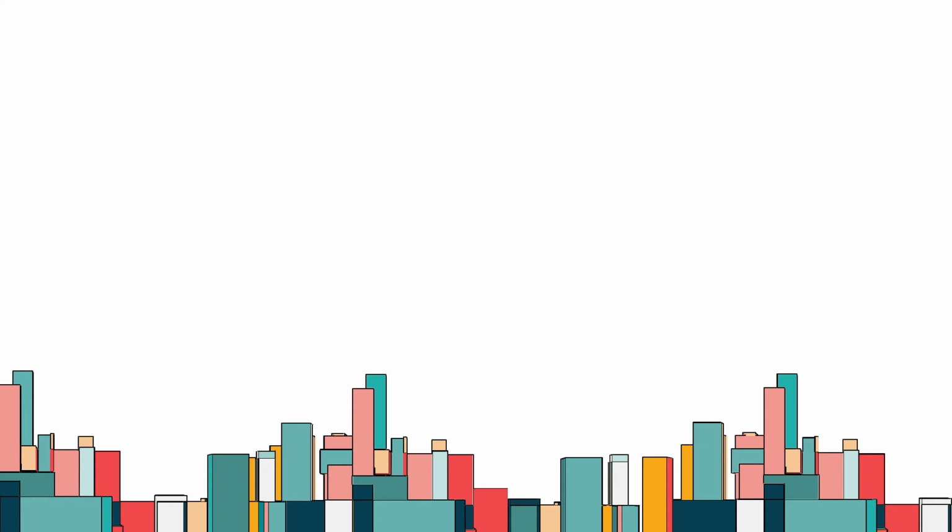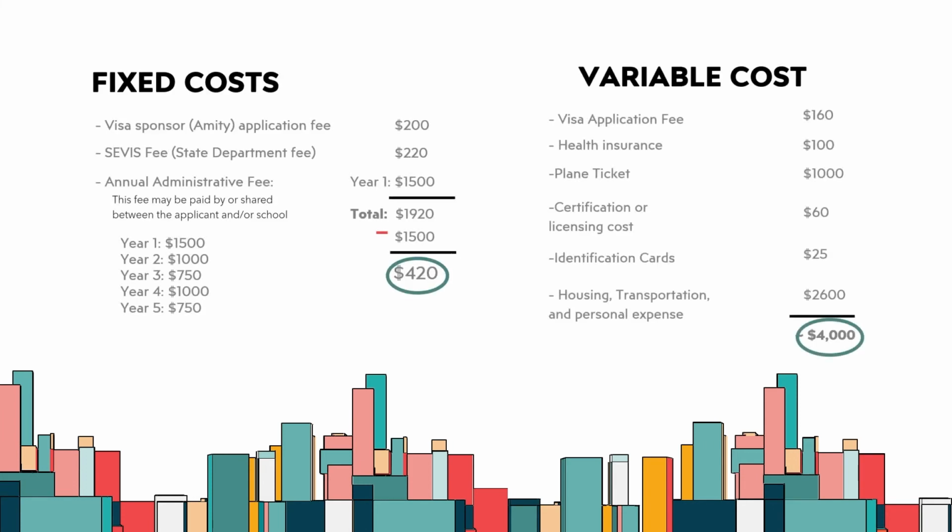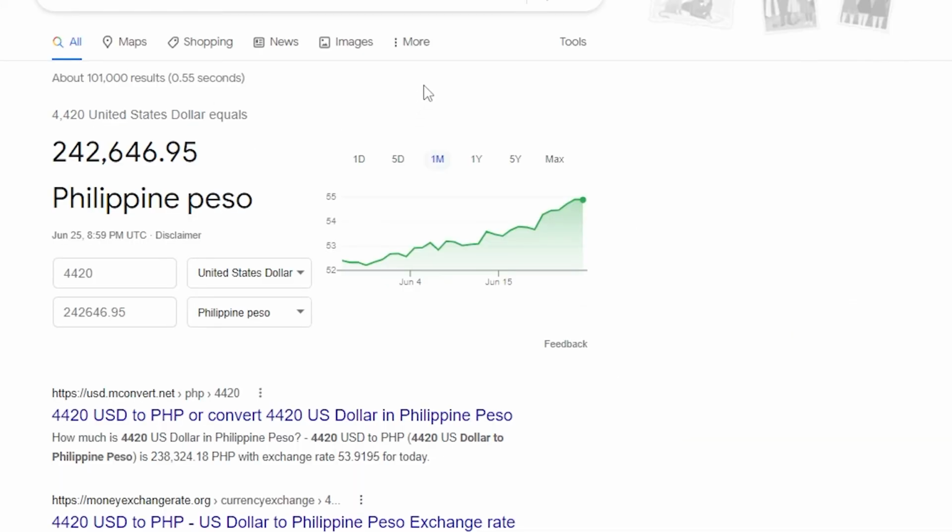Okay, so given all the assumptions that I made in this video, if we add up the fixed cost and the variable cost, you will spend roughly around $4,420. In Philippine peso, this is around 242,646.95 pesos, which is actually not bad if you look at the big picture. So that is the amount that you need to prepare for the entire process, starting from the application all the way to living here in America for a month.